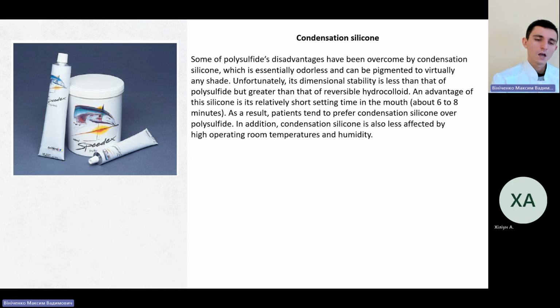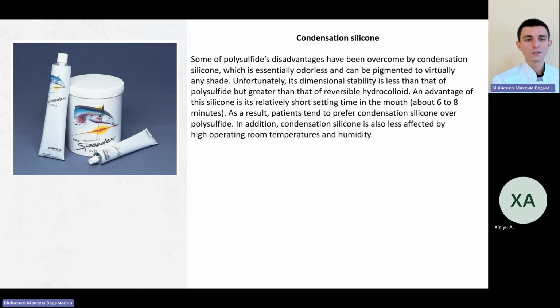Condensation silicone. Some of polysulfide's disadvantages have been overcome by condensation silicone, which is essentially odorless and can be pigmented to virtually any shade. Unfortunately, its dimensional stability is less than that of polysulfide, but greater than that of reversible hydrocolloid. An advantage of the silicone is its relatively short setting time in the mouth, about 6 to 8 minutes. As a result, patients tend to prefer condensation silicone over polysulfide.